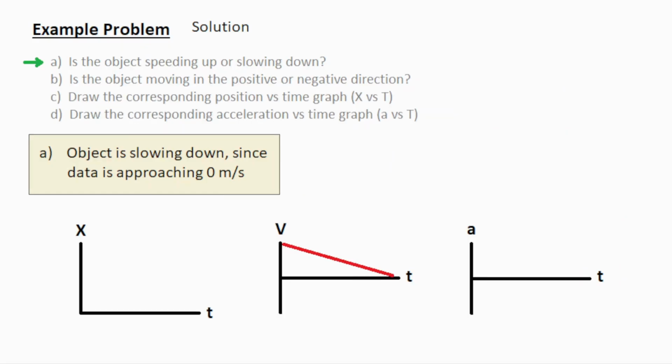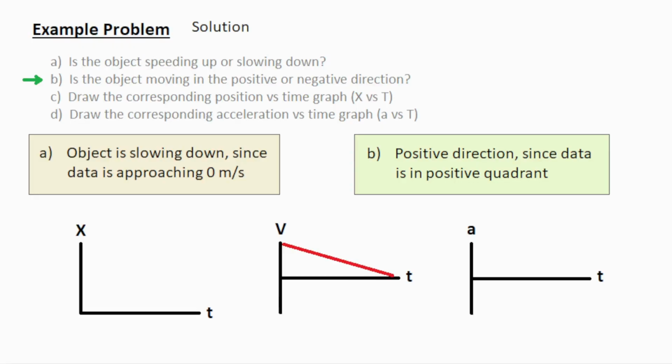For question A, the object is slowing down. This is because the data is approaching the origin, or a velocity of 0 meters per second. Question B, this object is moving in the positive direction since the data is in the positive quadrant, using all positive velocity values. To draw the corresponding position versus time graph, let's use the answers to the 2 previous questions.